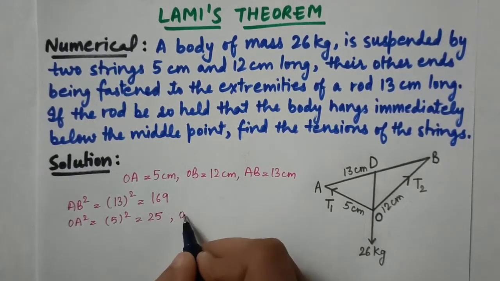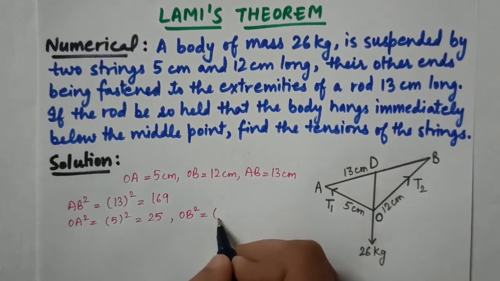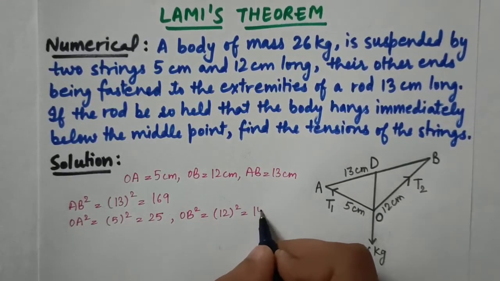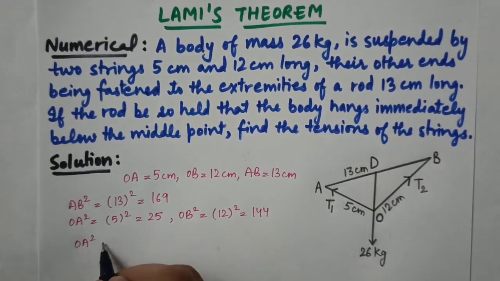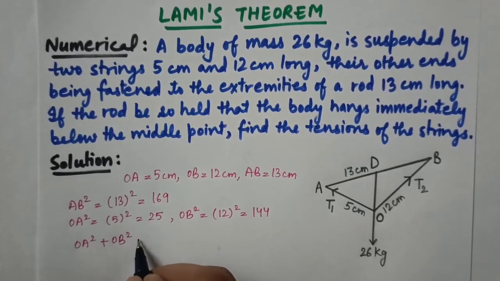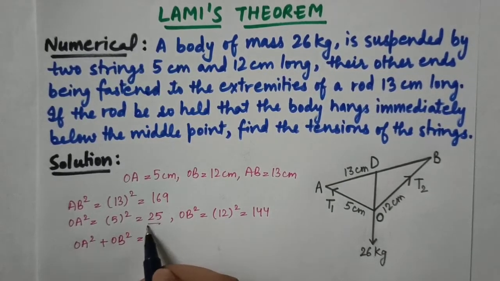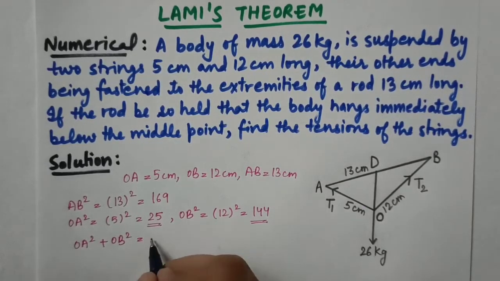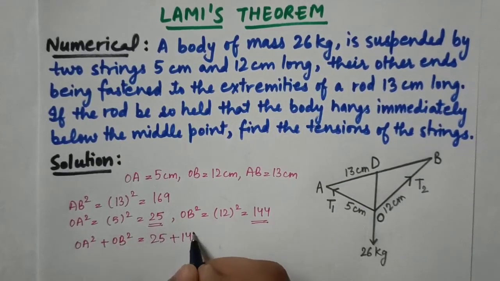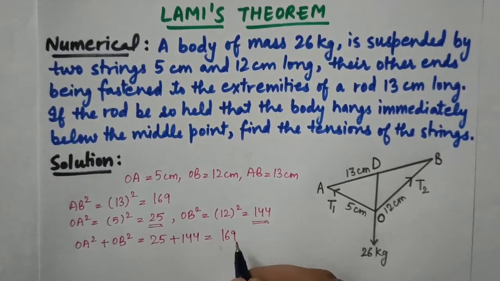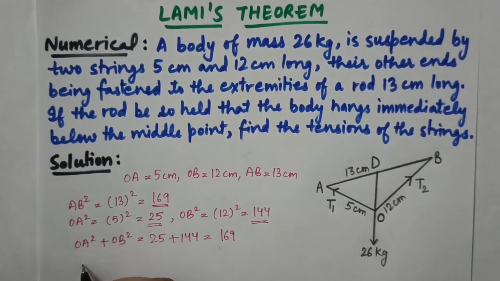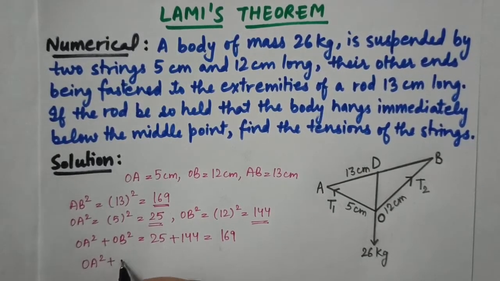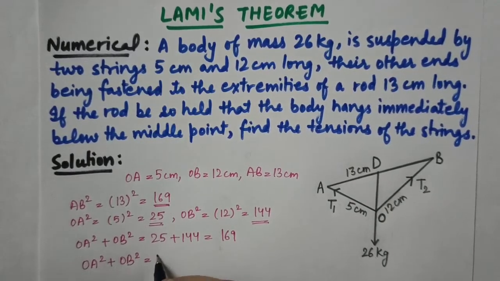And if we do the square of OB, then it is 12 square, equal to 144. And if we now add the squares of OA square and OB square, then this is equal to 25 plus 144, and that equals 169, which is the square of AB, which means that OA square plus OB square is equal to AB square.